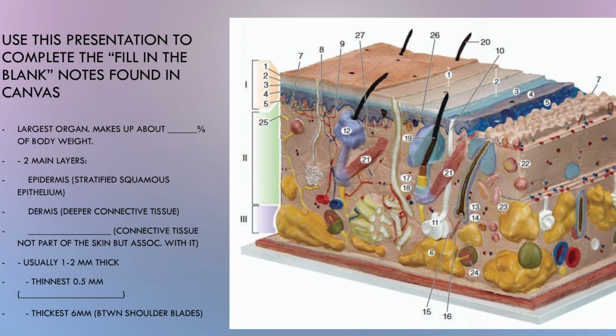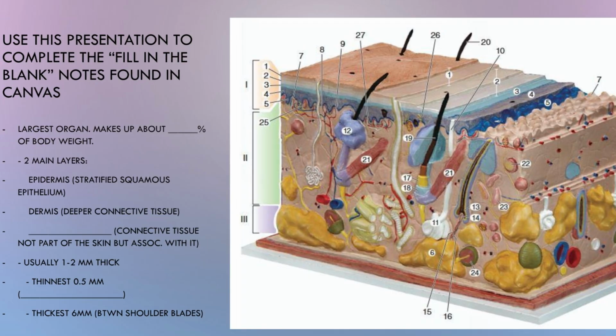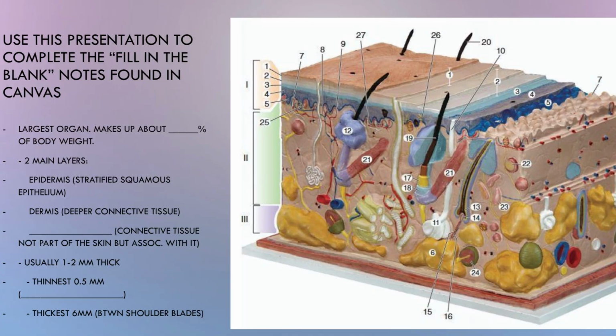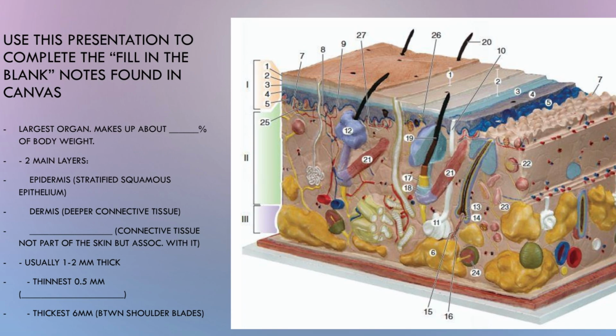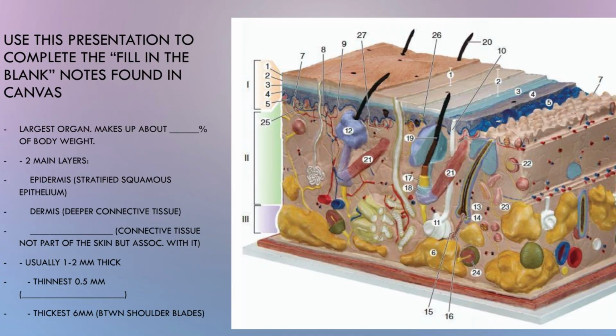So let's get started. Your skin is your largest organ. It makes up about 15% of your body weight, and the skin has 2 main layers. The first is the epidermis, which is made primarily of stratified squamous epithelium, and the second is the dermis, which is a deeper connective tissue layer. Underneath the dermis is the hypodermis, also called the subcutaneous tissue. Your hypodermis is connective tissue, but it is not technically part of the skin. It is associated with the skin and helps anchor it to the underlying tissues.